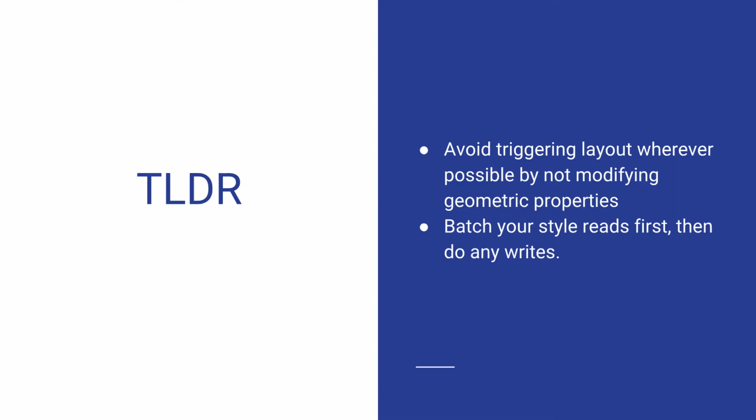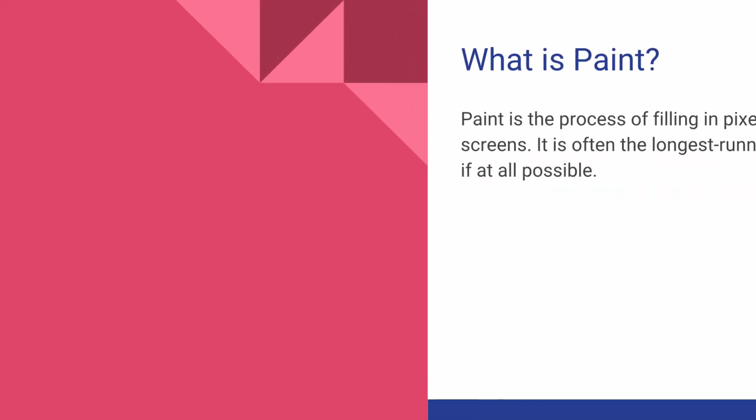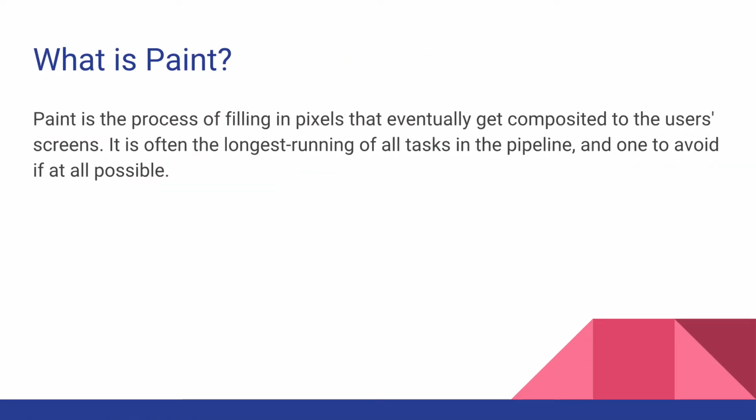Now, too long didn't read: avoid triggering layout whenever possible by not modifying geometric properties. I know this is impossible on many occasions, but if you do, make sure to batch your style reads first and do any writes last, just to avoid forced synchronous layouts as much as possible. Okay, guys? Cool. Now, painting is one of, if not the most, interesting phases for me, because this is the actual process of filling in the pixels that eventually get composited into the user's screens.